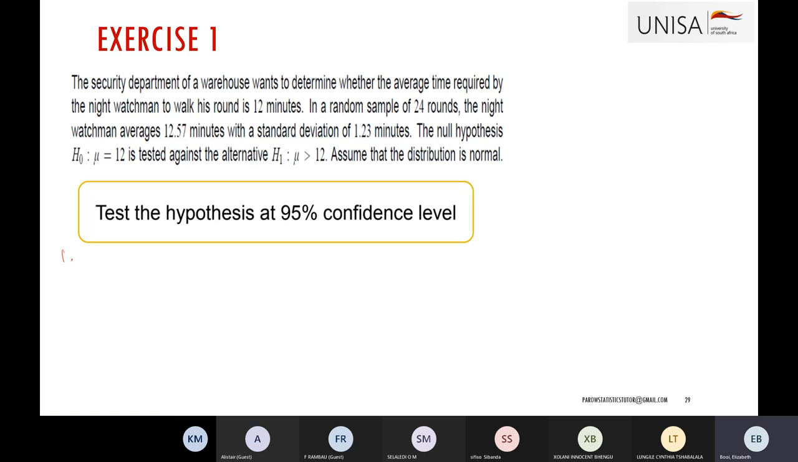Assume the distribution is normal, test the hypothesis at 95% confidence. So this statement makes it easier because for step number one, they have stated the null hypothesis and the alternative hypothesis. I don't have to state it again because they have stated them. All I can say here is that it is a one-tail test.